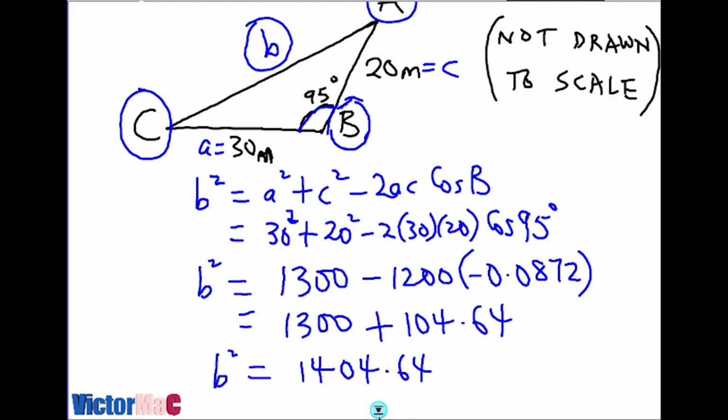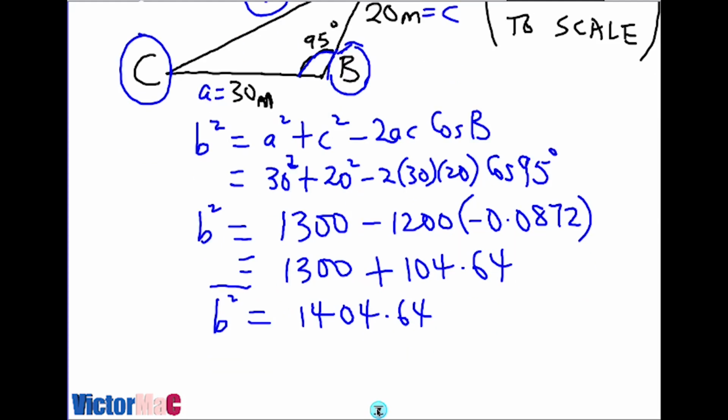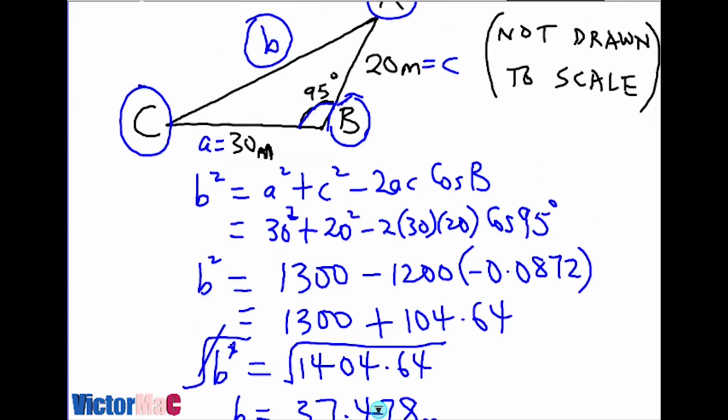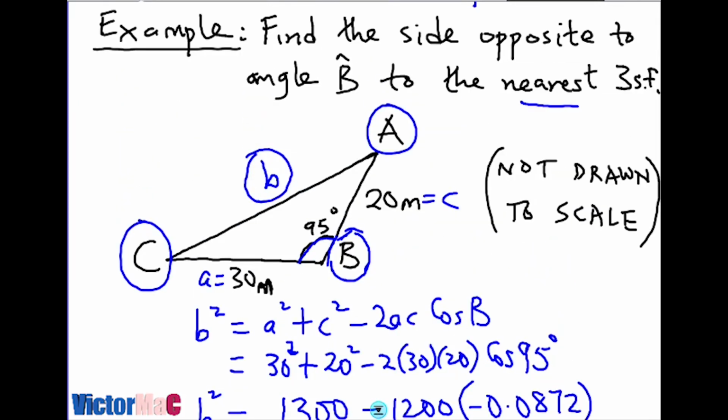That's b squared, and at this point we can take the square root of both sides, so your square cancels out the square root here. So b, the square root of 1404.64 is 37.478 meters. But the question says that we leave our answer to the nearest three significant figures, so definitely we're going to count 1, 2, 3.